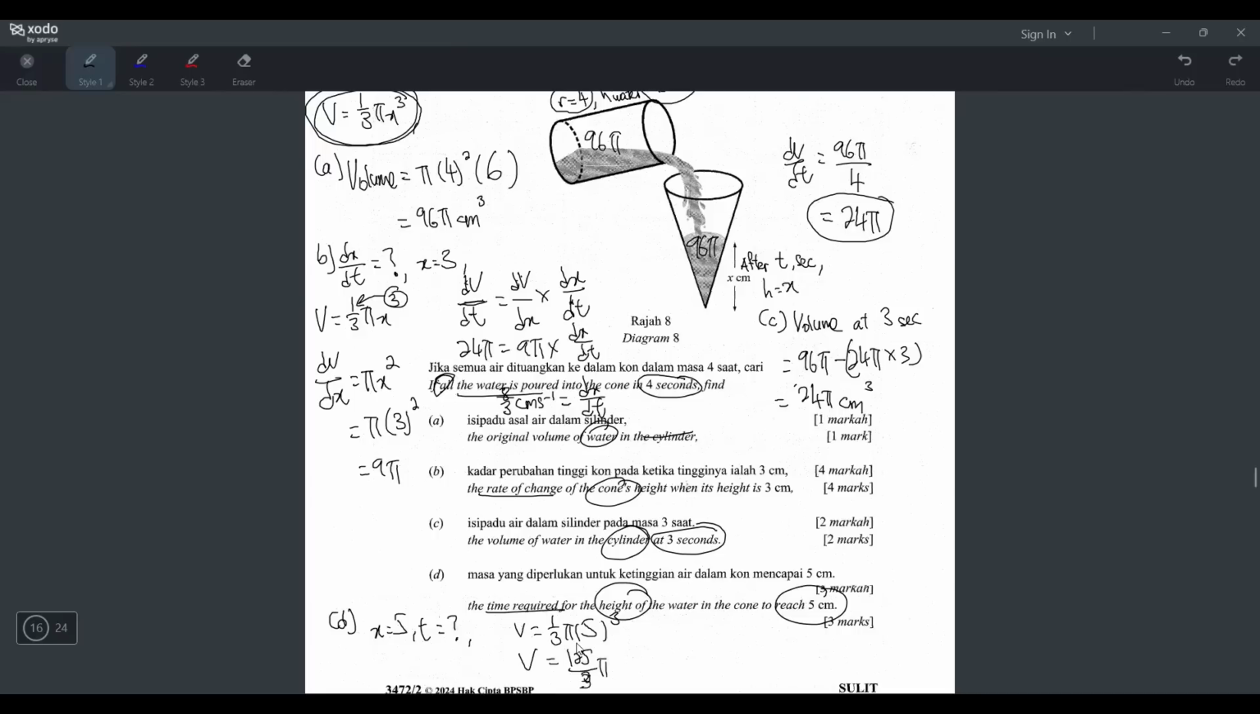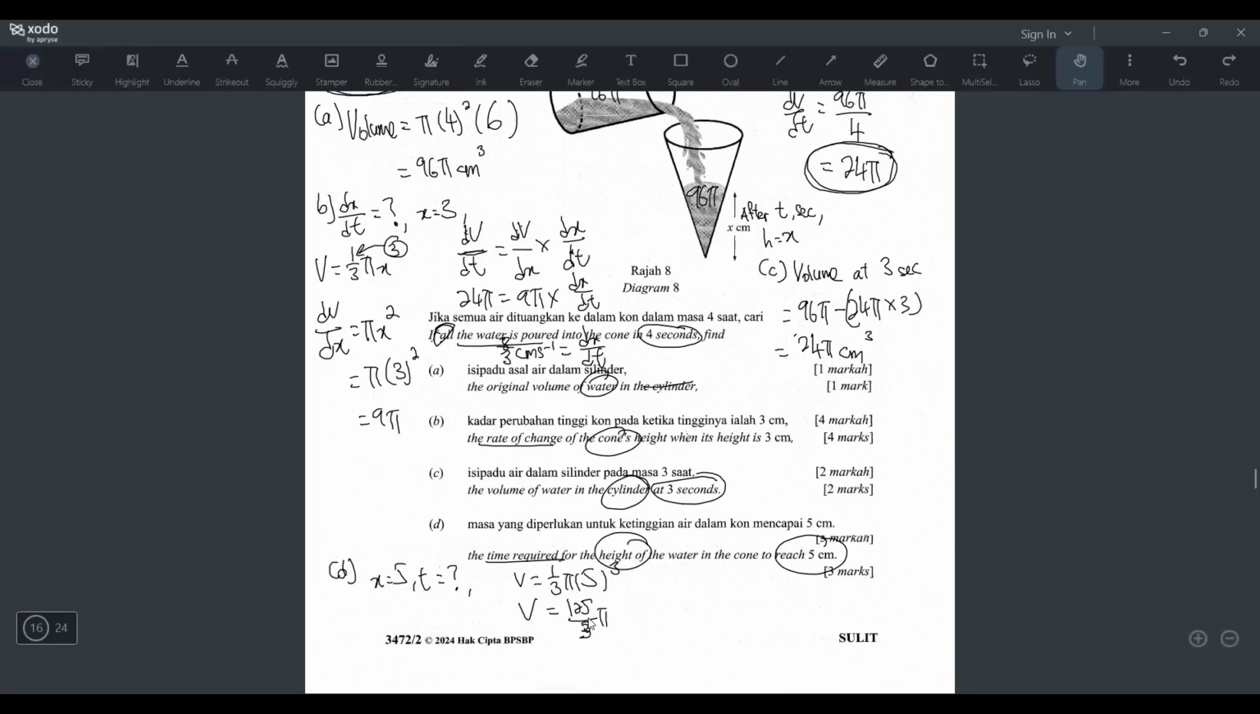But they are asking you how much time you need for the volume to fill up until 125 over 3. So how do we know? Okay, you remember every second, for 1 second, your volume of the cone adds 24 pi. Remember that? This 96 pi is after 4 seconds. But every 1 second, you add 24 pi. So how many seconds will you take to reach 125 over 3 pi? Just take this one divided by 24 pi.